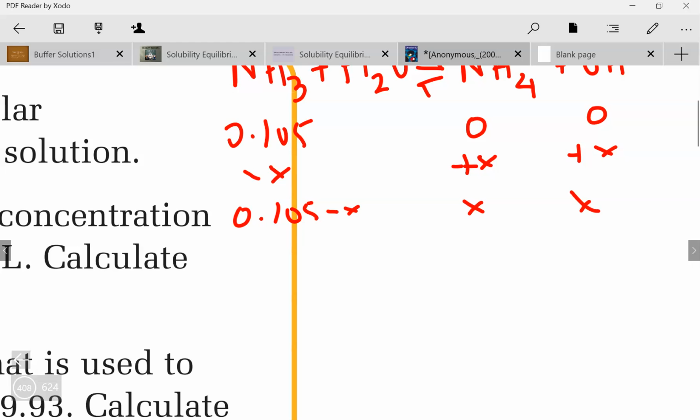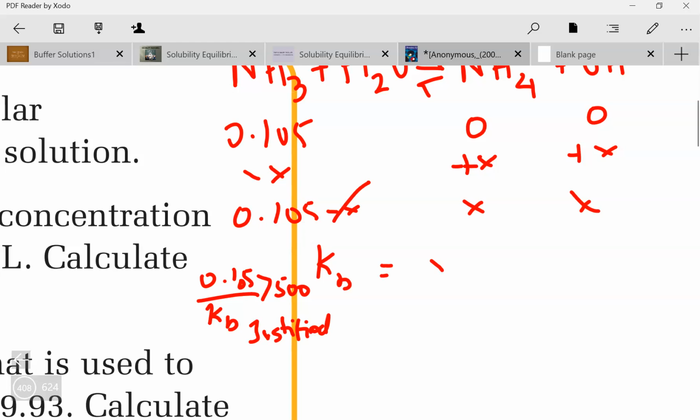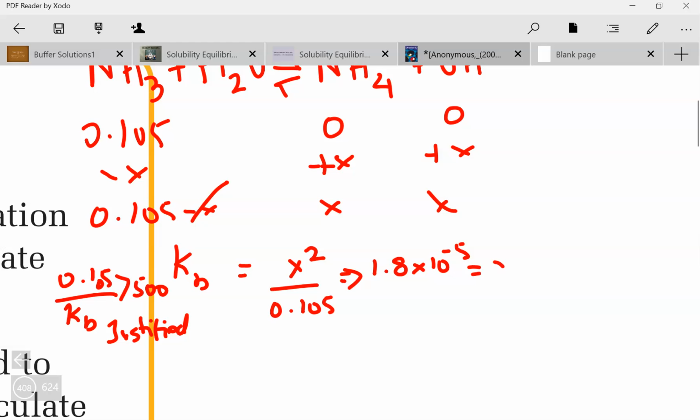I can find my KB from the back of the textbook. KB of ammonia is 1.8 times 10 to the power negative 5. So first things first, I'm going to check 0.105 divided by KB greater than 500, justified. KB is x squared divided by 0.105, and I know KB is 1.8 times 10 to the power negative 5, equals x squared divided by 0.105.